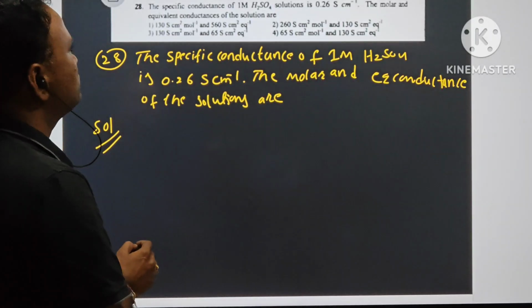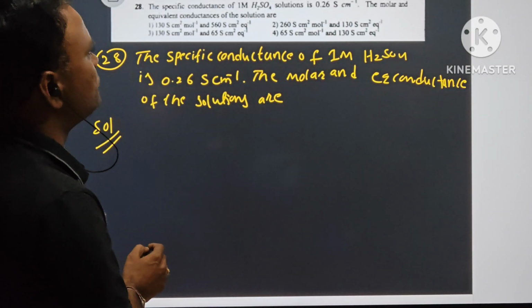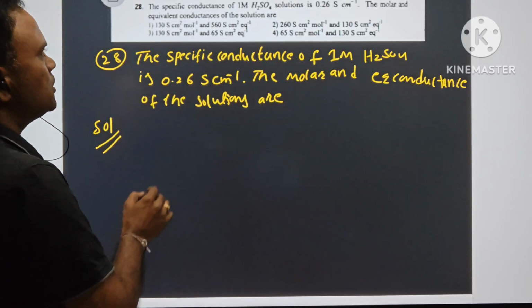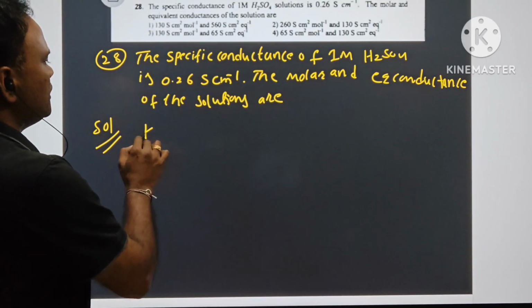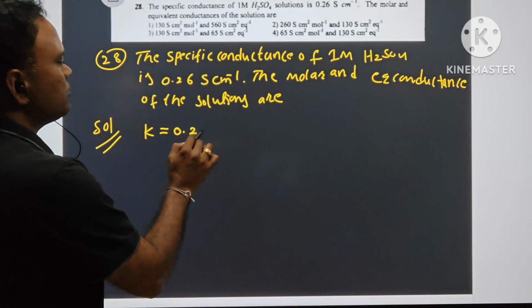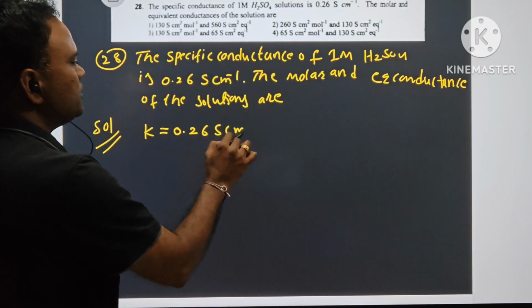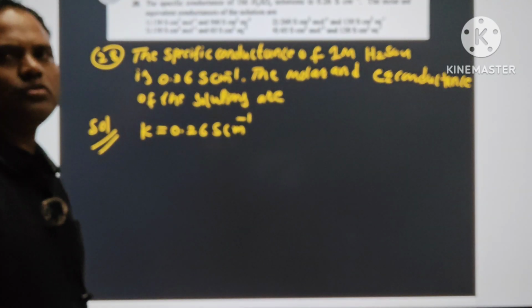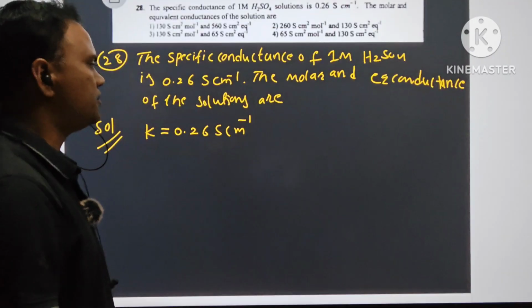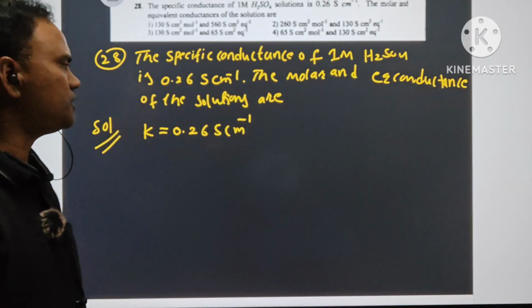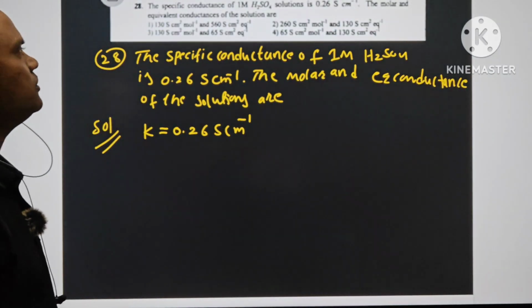What is given to you? The specific conductance of 1 molar solution is given. Specific conductance means K. K is equal to 0.26 Siemens centimeter inverse. Siemens means ohm inverse centimeter inverse. K is given to you.